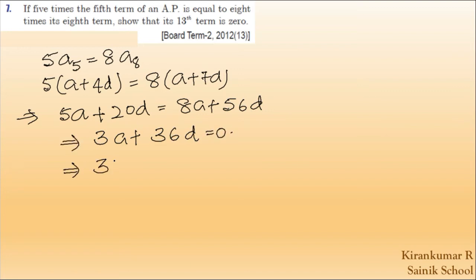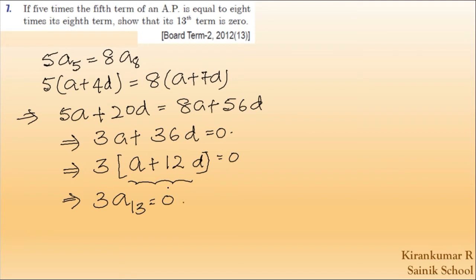Look at this. 3 can be taken common. It will be a plus 12 times d equal to 0. Observe very carefully. This can be expressed as A13. So A13 will be 0 by 3, which is equal to 0. Therefore, the 13th term is 0.